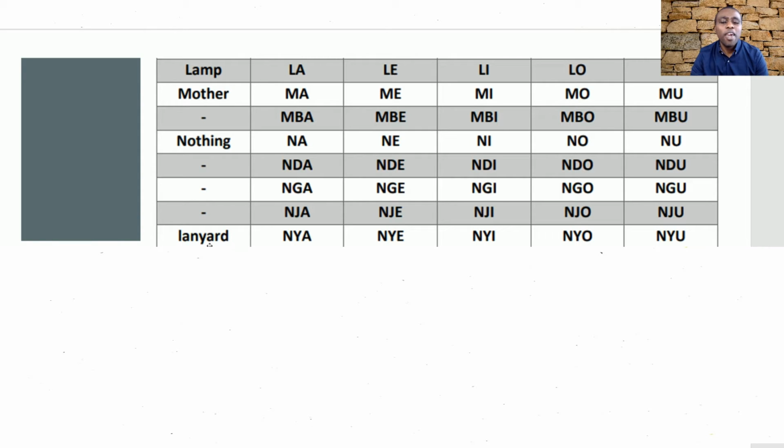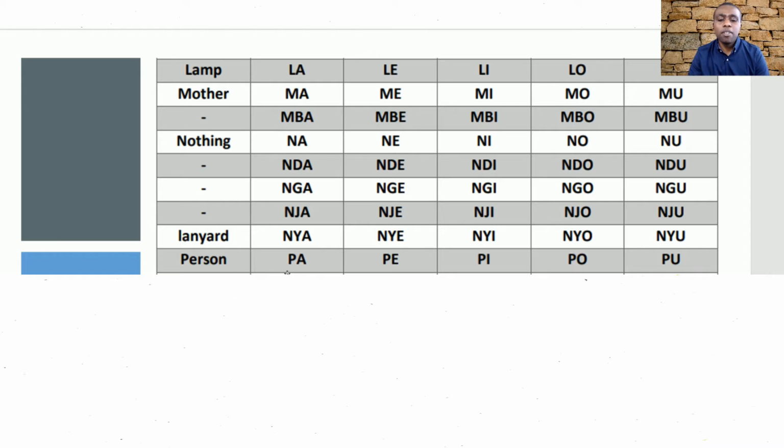Then we have the NY, A, lanyard. How do we say it in English? The word lanyard, but in Kiswahili it is nya, just like in English, nya. So nya, nye, nyi, nyo, nyu. I'll repeat that. Nya, nye, nyi, nyo, nyu. Well done.